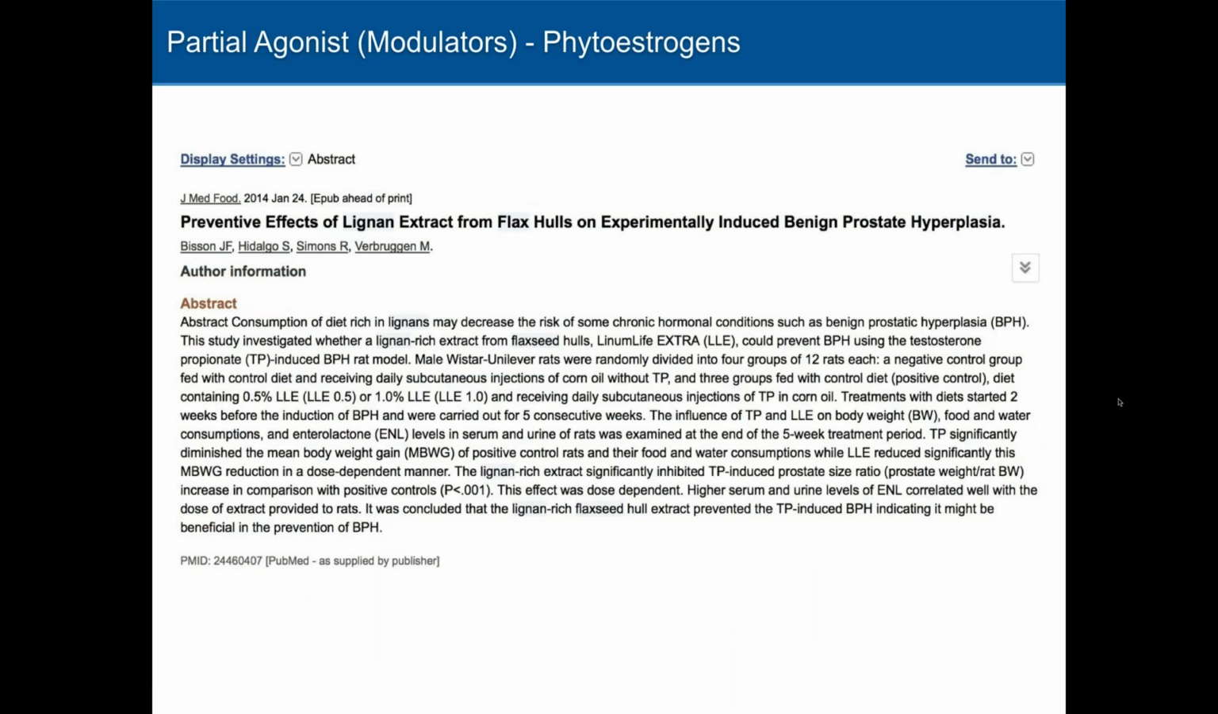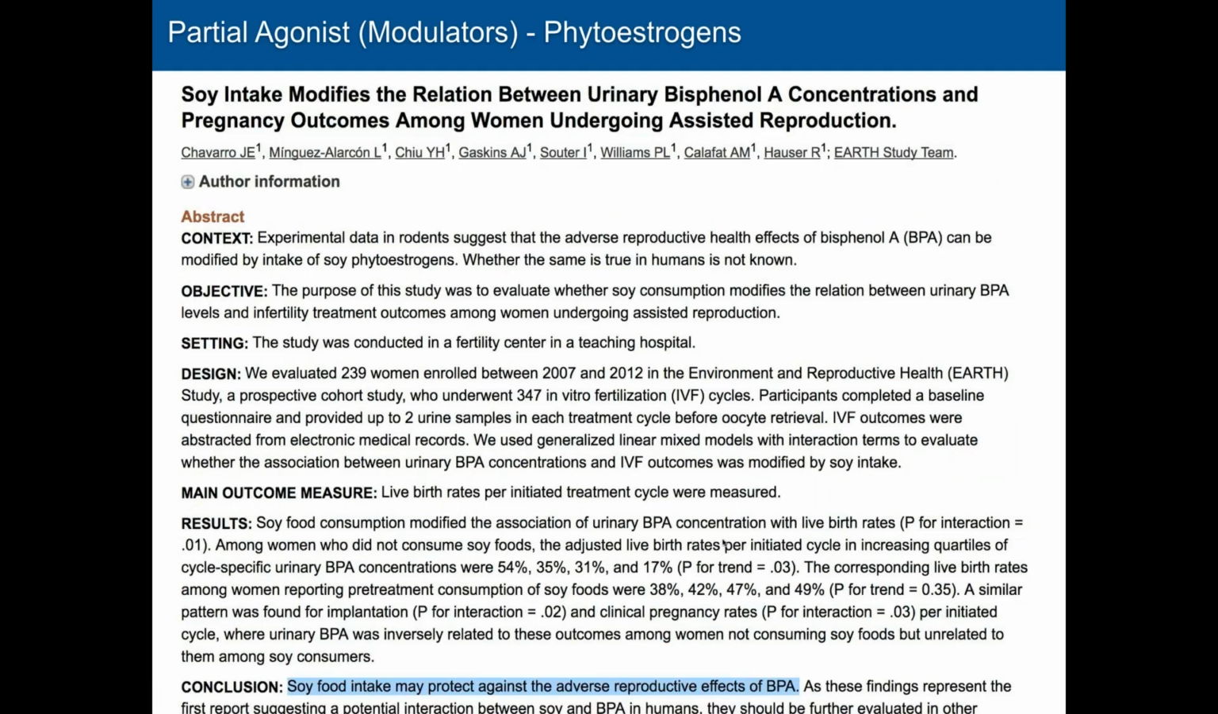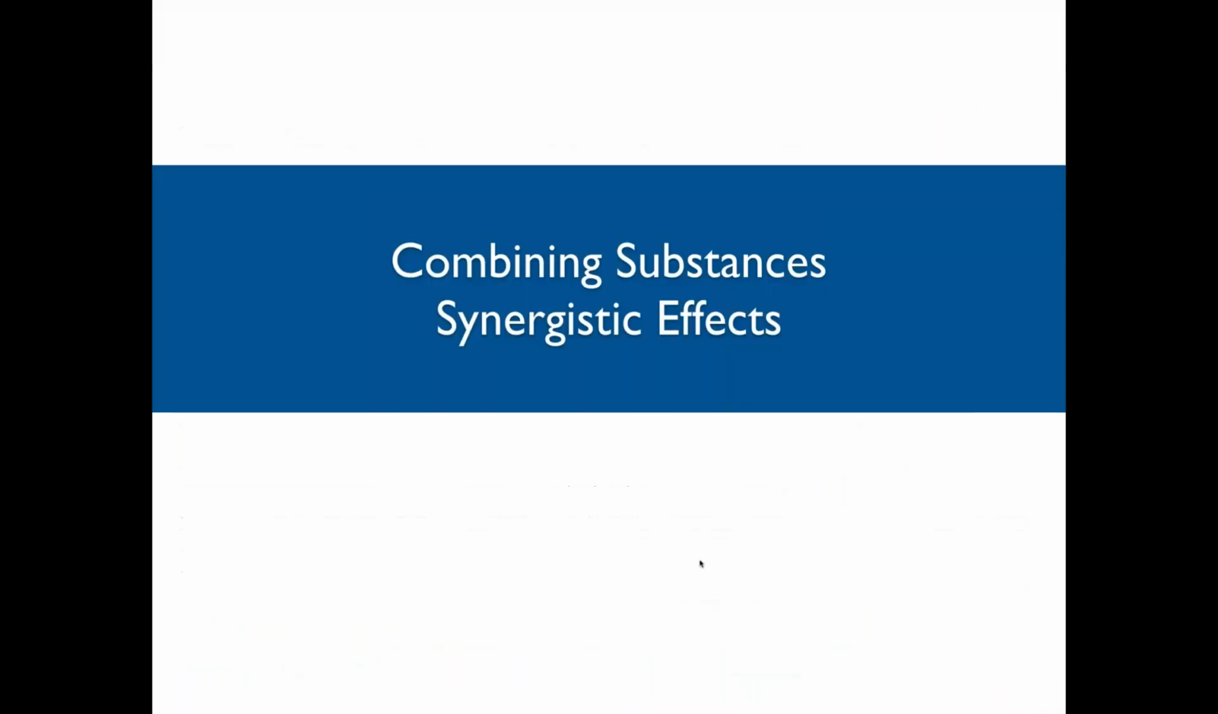It may be talking about it. Who knows why? There's some other stuff here. Flax is good for BPH in men. Breast cancer risk with women. People exposed to bisphenol A and having a protective effect with soy. So there's just some things.